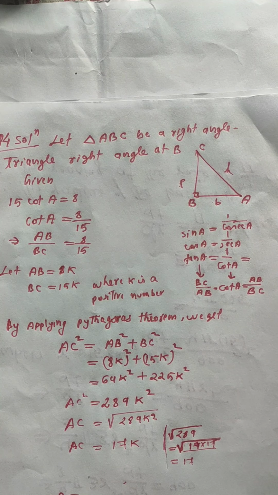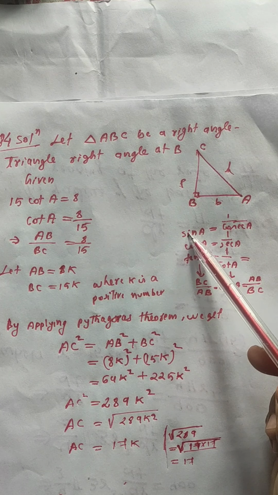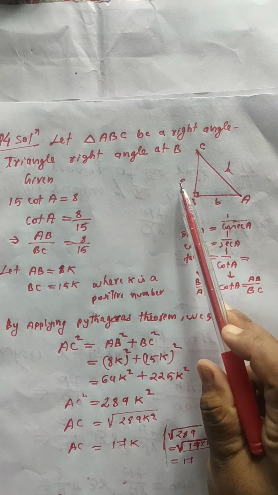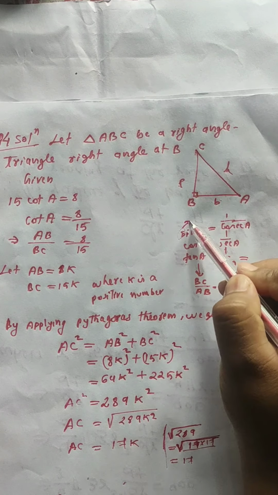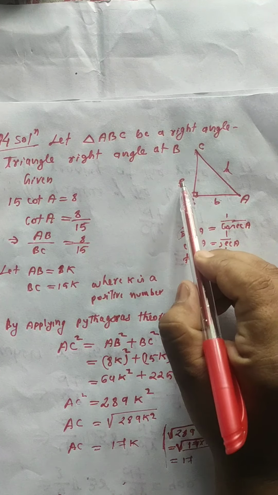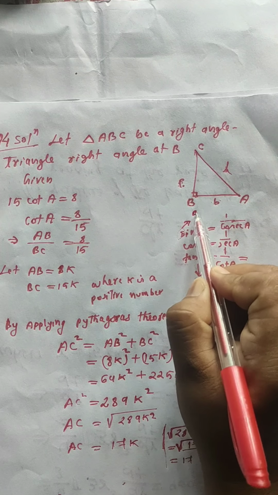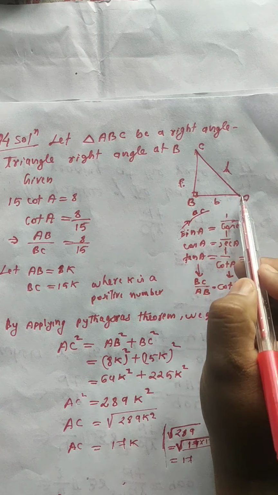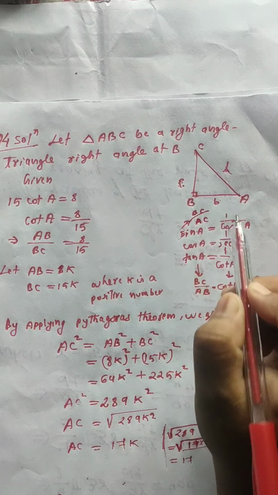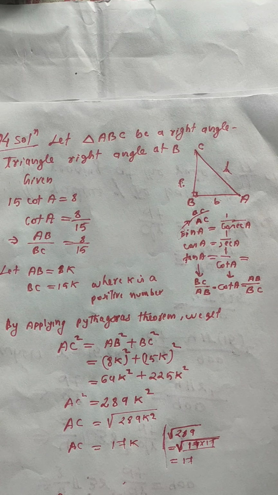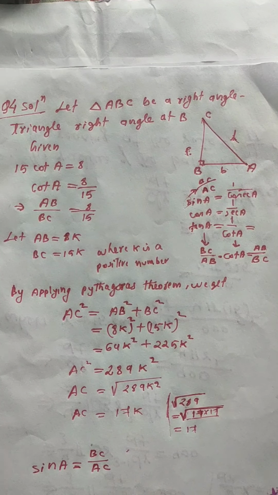Now what is sine A here? Sine A, look at here, sine A. How to remember? Some people have. For sine, it is what? People have. People means what? BC, and have means what? AC. So the formula of sine A is what? BC by AC.